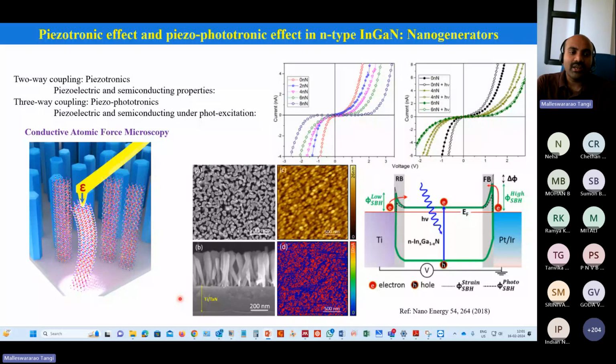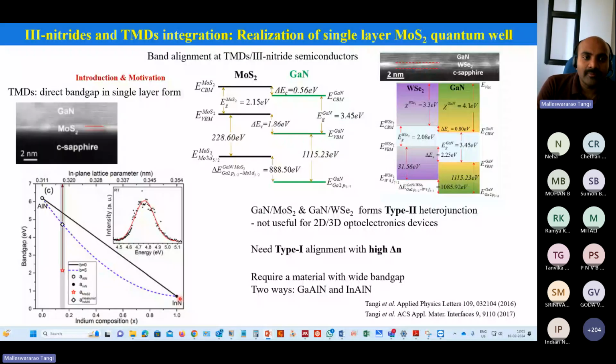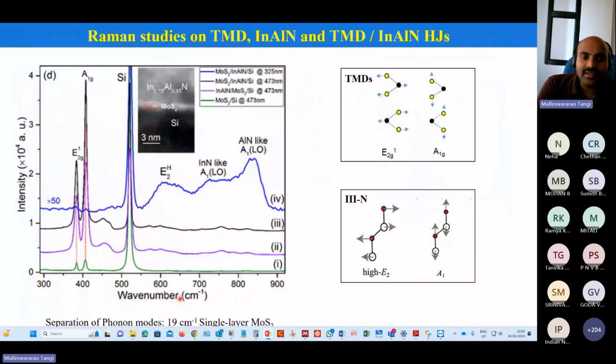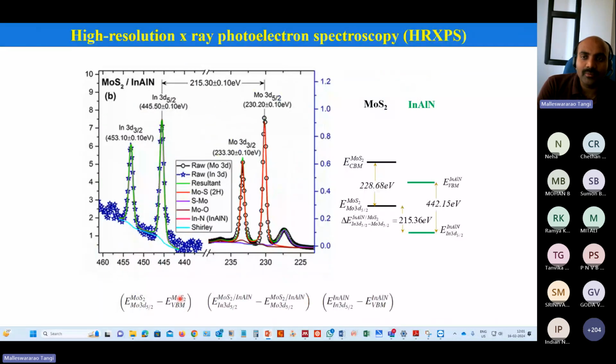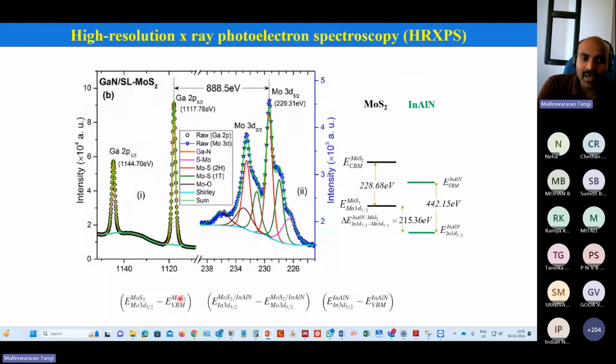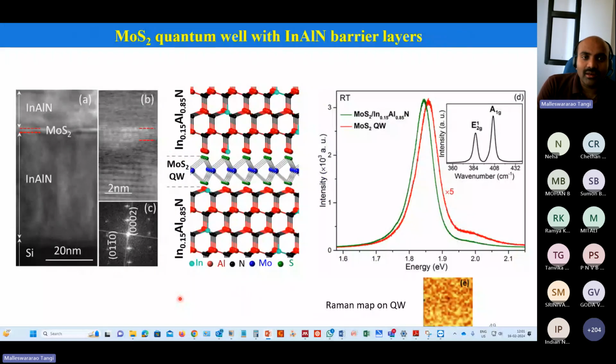So you have strain effects in this semiconducting material, and it is called the piezotronic effect. It is studied under photo excitation, hence we call it the piezo-phototronic effect. And we also tried to integrate with TMDs, and we realized that using aluminum indium nitride as barrier layers, we can have a MoS2 quantum well, which has a blue shift in the photoluminescence spectra.